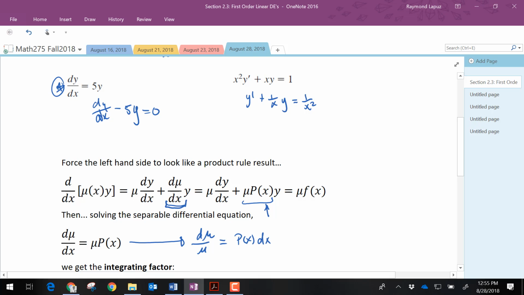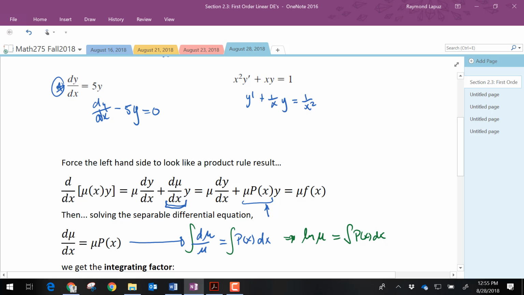It's a separable differential equation, and then if you solve for mu, which is what we're going for, we would integrate both sides. So what's the integral of the left-hand side? ln of mu is equal to, well, we don't know what p of x is. P of x is going to be different in different problems that we're dealing with. So let's just say the integral of p of x dx.